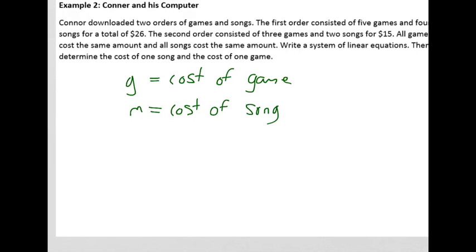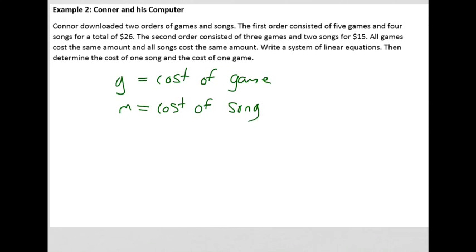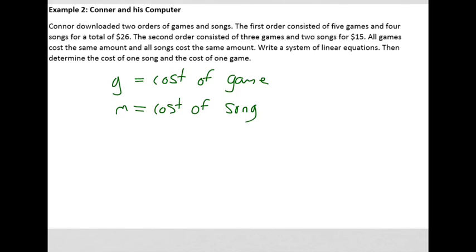Alright. So, can you make a system for me? Can you create one equation that models the first order? What would it be, Darren? 5G plus 4M equals 26. Okay. The other equation, can someone else make it? Don't everyone jump at once. This is all general form because you're dealing with totals. Good.